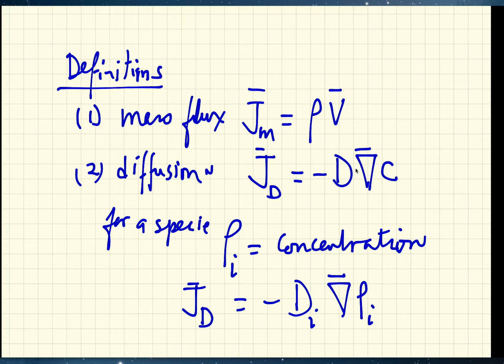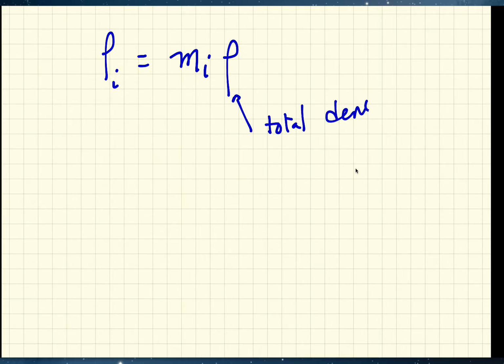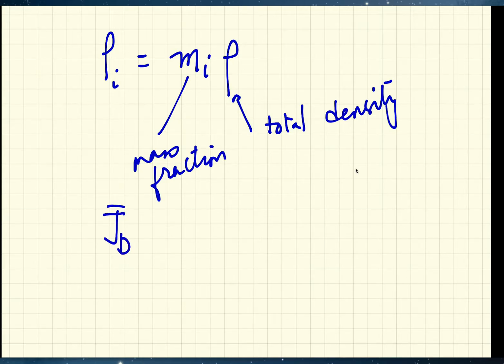And moreover, if we now write rho sub I as equal to the mass fraction m sub I times the total density, then the diffusion flux of species I is minus D sub I times the gradient of rho times m sub I. We will utilize that in a little bit.